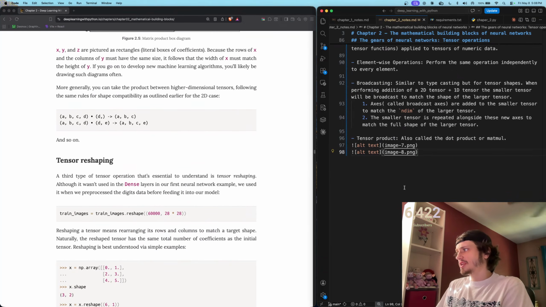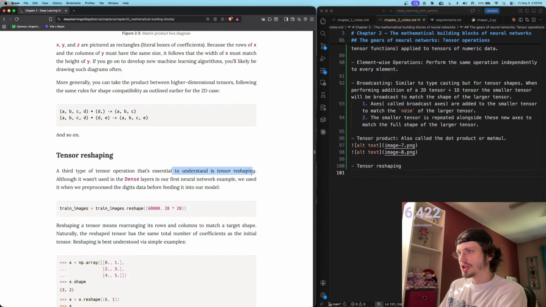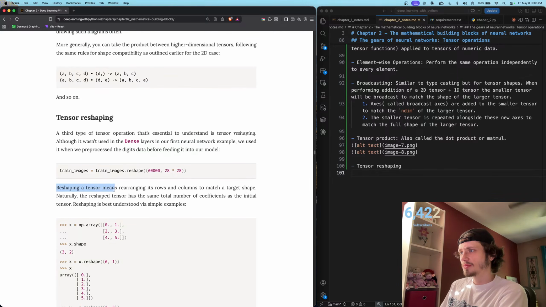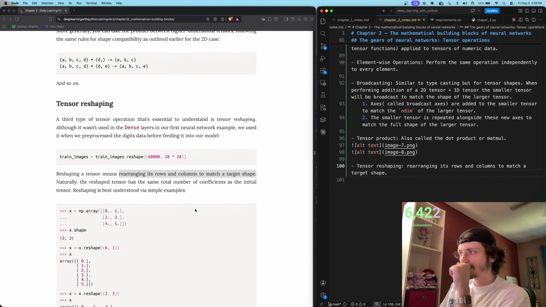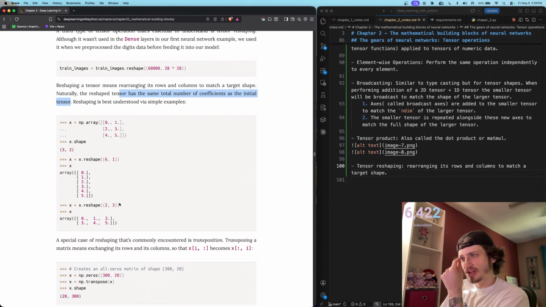Then we have this thing called tensor reshaping. A third type of tensor operation that's essential to understand is tensor reshaping. Although it wasn't used in the dense layers of our first neural network example, we used it when we processed the digits data before feeding it to our model. Reshaping a tensor means rearranging its rows and columns to match a target shape. Naturally, the reshaped tensor has the same total number of coefficients as the initial tensor. Reshaping is best understood via examples.